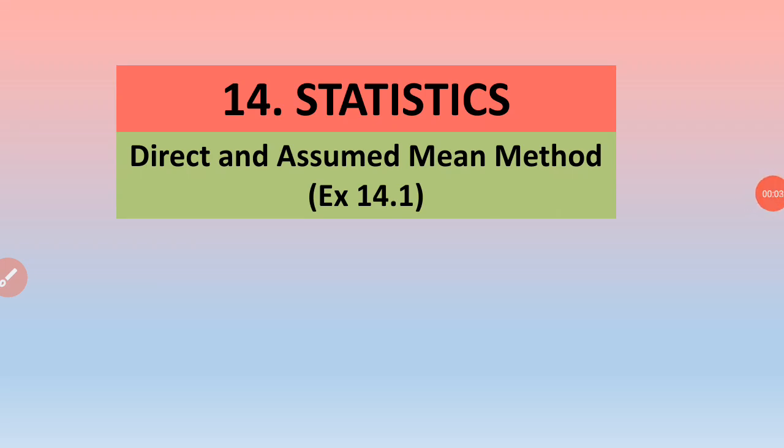Hello children, we have already started with chapter number 14, that is statistics. We have done introduction of it. Few terms were also discussed. Now we are going to begin with the methods to be used to solve mean of grouped frequency. There are basically three methods: direct method, assumed mean method and step deviation method. We are going to work on all the three methods one by one. We will be beginning with the exercise only and we will be discussing the method.